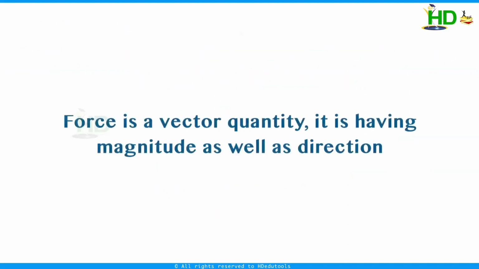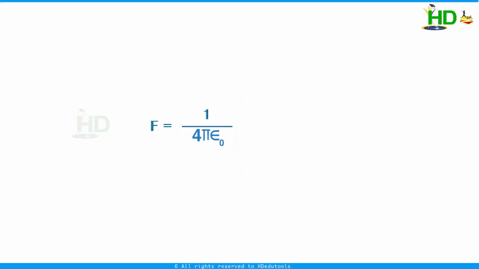One more important thing: force is a vector quantity. It has magnitude as well as direction. In vector form, the same expression can be written as F equals 1 by 4 pi epsilon naught, Q1 Q2 by R square, times a unit vector in the direction of R, that is R cap.